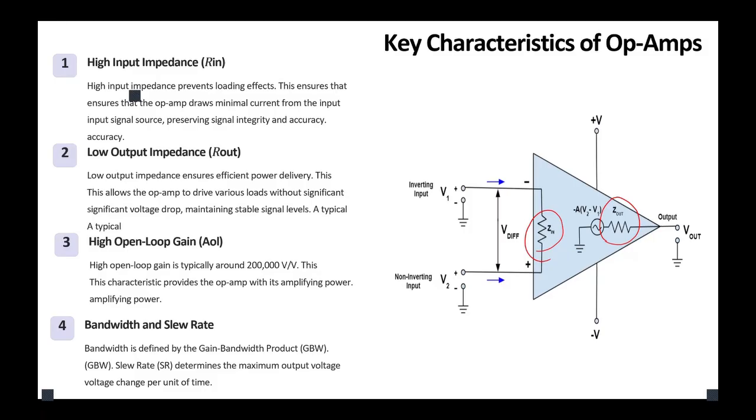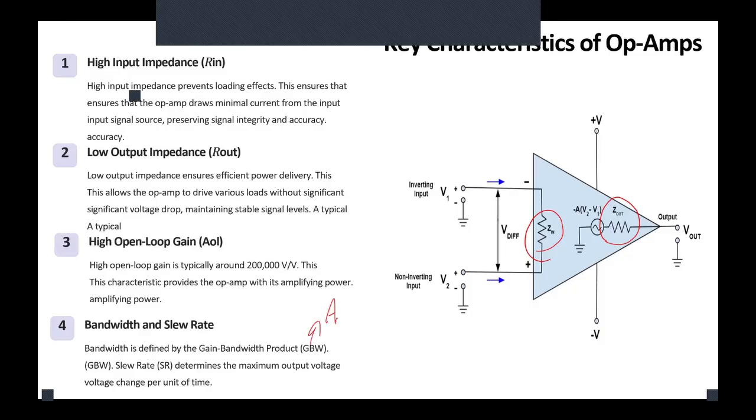Now, we also have two other characteristics, bandwidth and slew rate. The bandwidth is how fast an op amp can respond to different frequencies. It's often given as the gain bandwidth product, which is the gain times the frequency of the bandwidth.